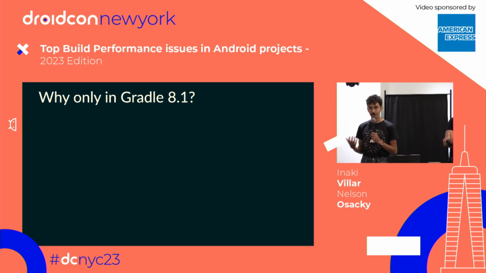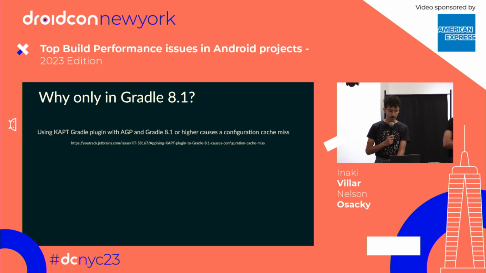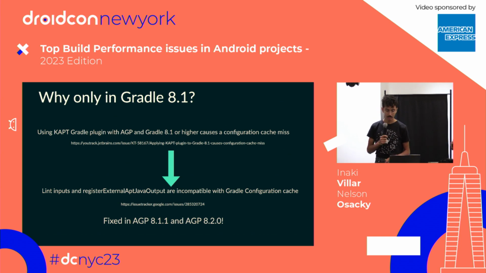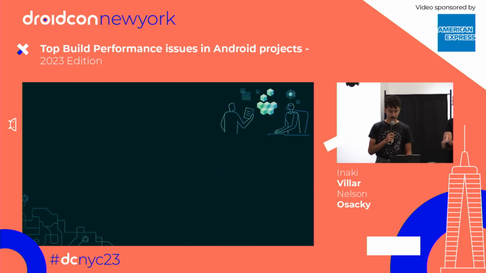But the ecosystem of Gradle plugins hadn't really caught up to that yet. So we filed a bug with kapt. We're like, hey, you're reading these files at configuration time, because we work closely, as mentioned before, with the JetBrains team and the Google teams. And they were like, actually, no, it's you, Gradle. No, sorry, it's you, Google, that they're calling the register external apps Java output API, and that's not compatible with the configuration cache. So they filed a bug with Google, and Google fixed it in AGP 8.1.1 and AGP 8.2. So yeah, great case for always being on the latest versions of things.